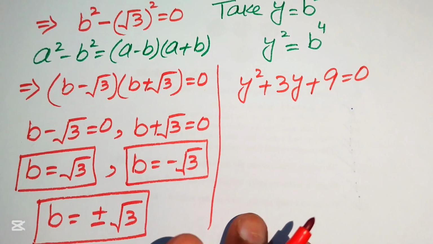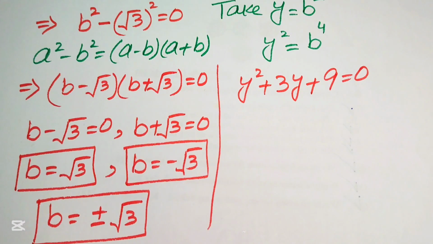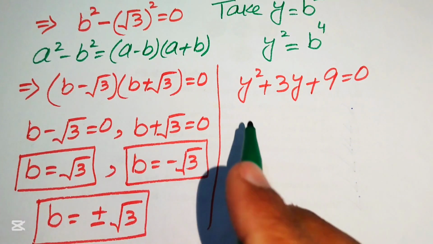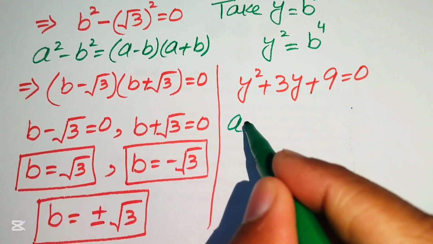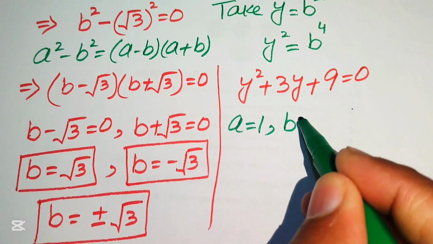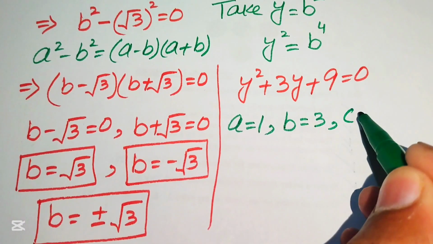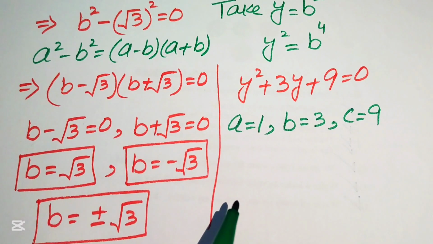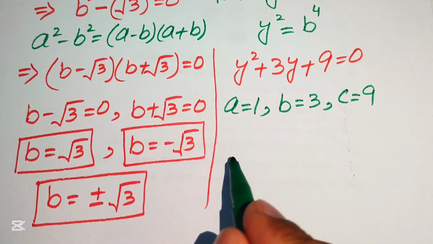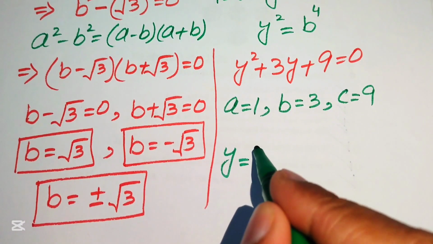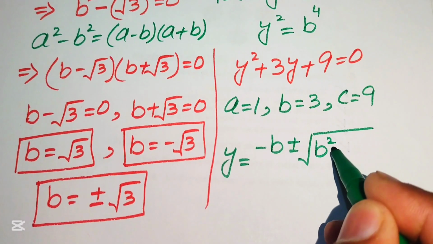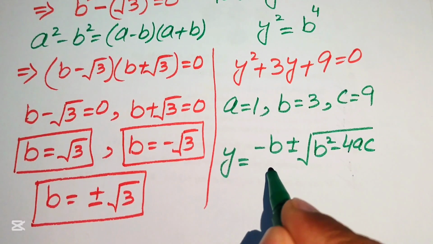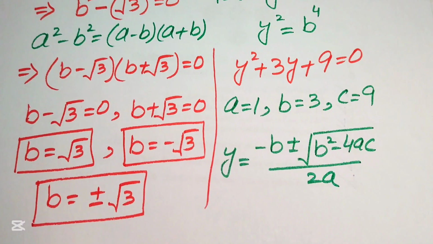So now this equation becomes quadratic in the y variable, and we need to use the quadratic formula in order to solve it. First we write the coefficients of this equation: a equals 1, b equals 3, and c equals 9. Now we apply the quadratic formula. It is stated as y equals minus b plus minus square root of b square minus 4ac, divided by 2a.